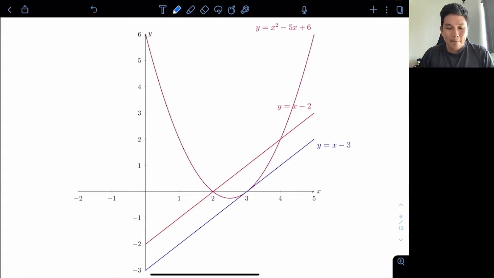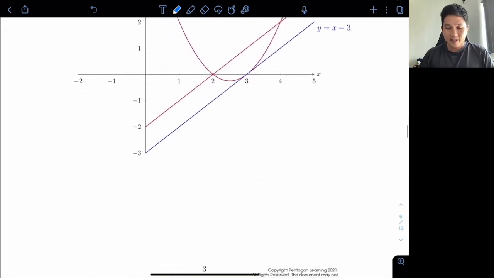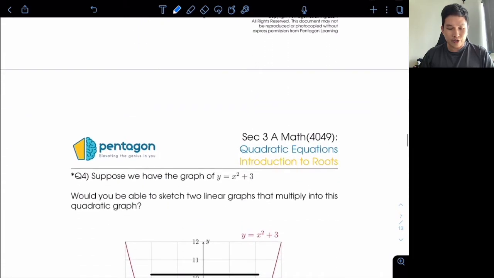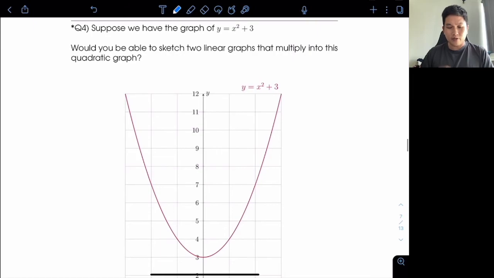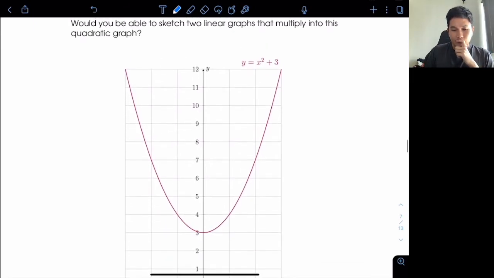Okay, now we're going to look at question number 4, which I feel is a very interesting question. It's a thought-provoking question. Okay, so now let's say we have a quadratic graph that looks like this. y equals x squared plus 3. Would you be able to sketch out the two linear graphs that make up this quadratic graph?